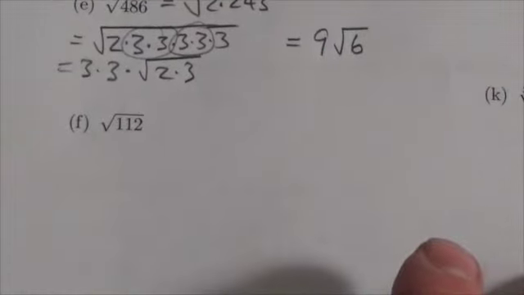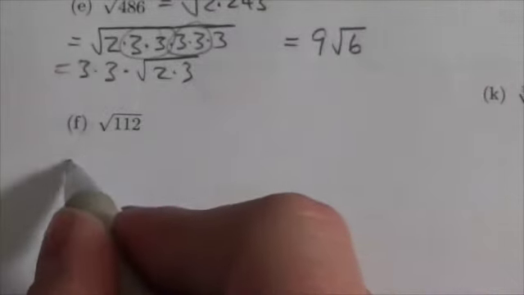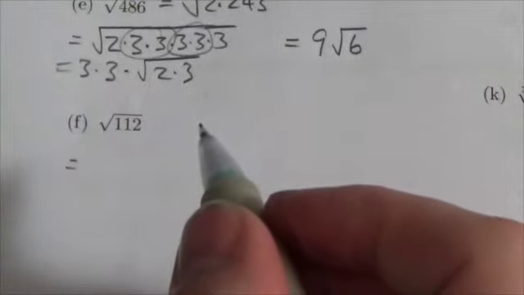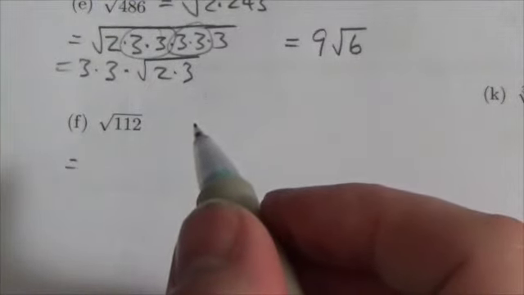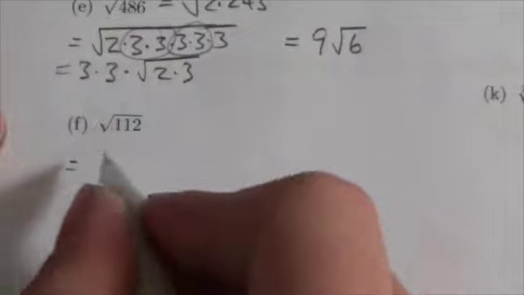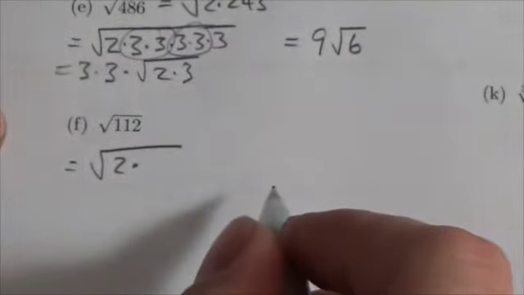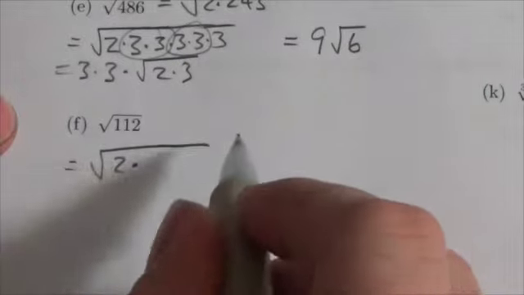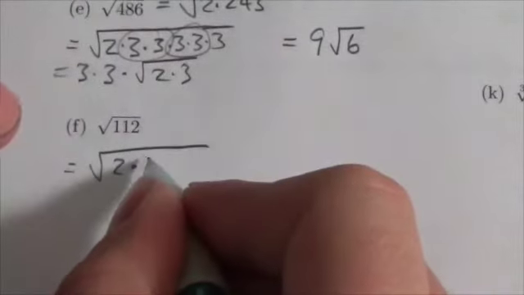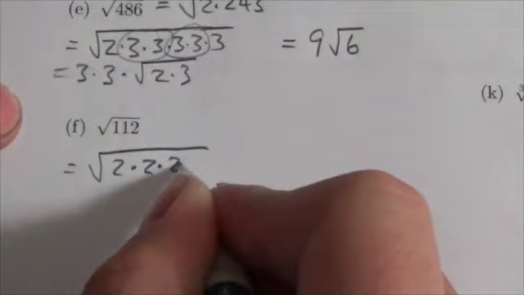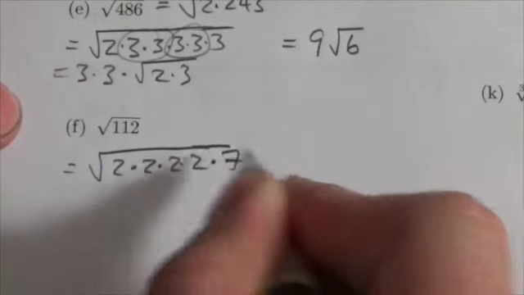Okay, now finally in this little column right here for this video, we're going to take a look at the square root of 112. And again, 112, actually I'm not 100% sure, but 112 can be written as 2 times 56, okay? And 56 is going to be 8 times 7, or 2 times 2 times 2 times 7. There's my 8 times 7.